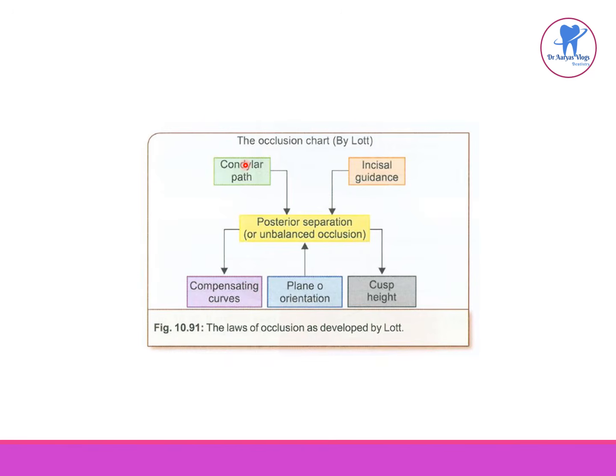He simplified Hanau's quint using the chart as explained in the figure. Condylar path, incisal guidance, compensating curves, plane of orientation, and cusp height. This is the posterior separation or unbalanced occlusion. And here it is the chart, which is known as Lord's occlusion chart.